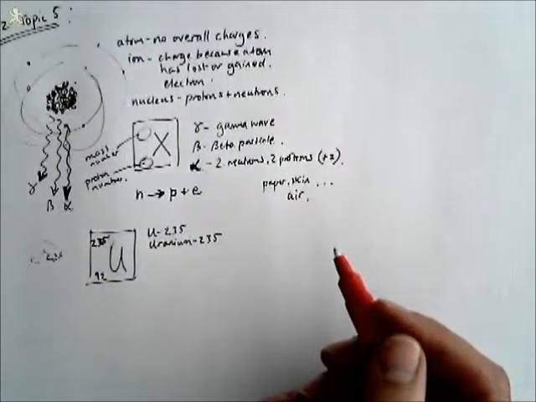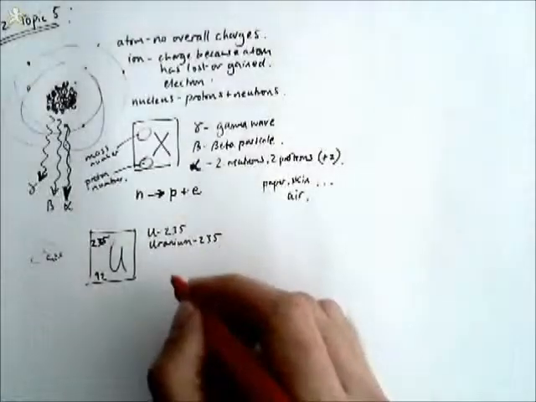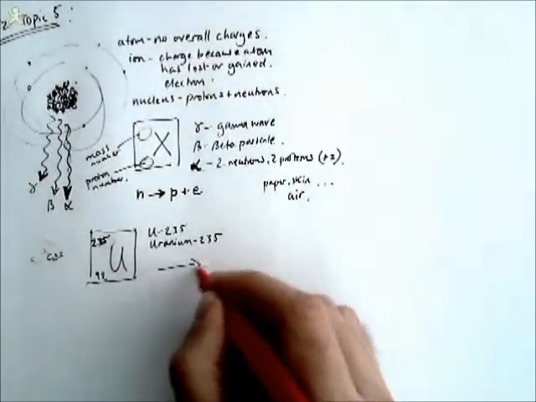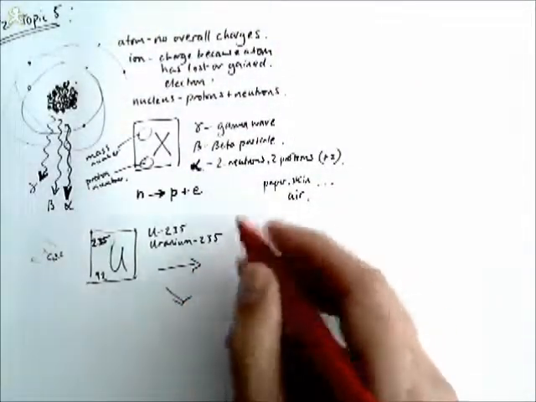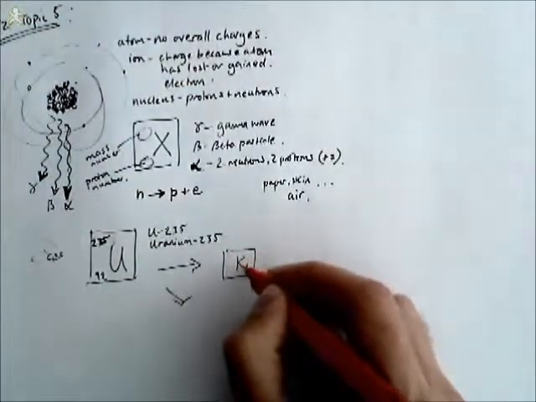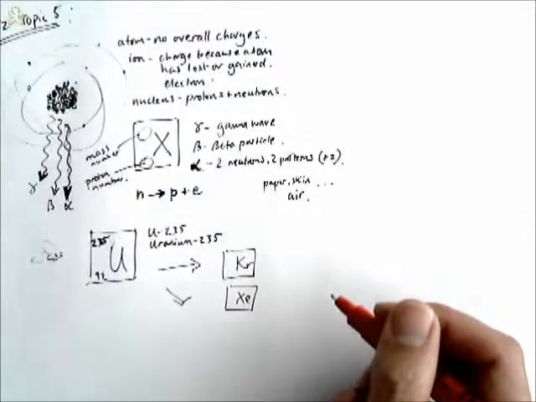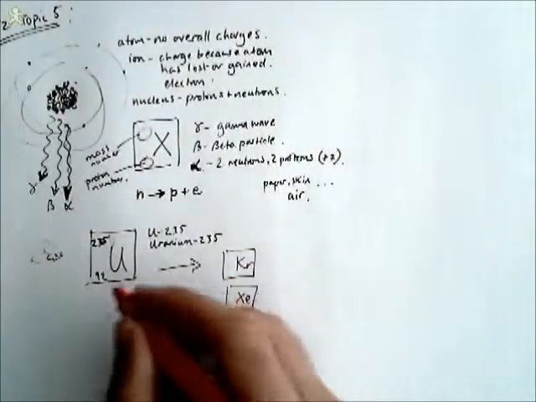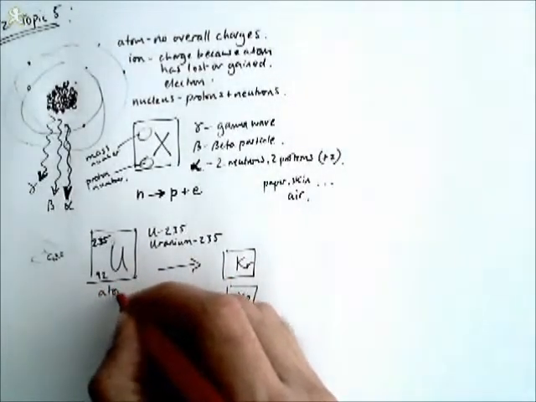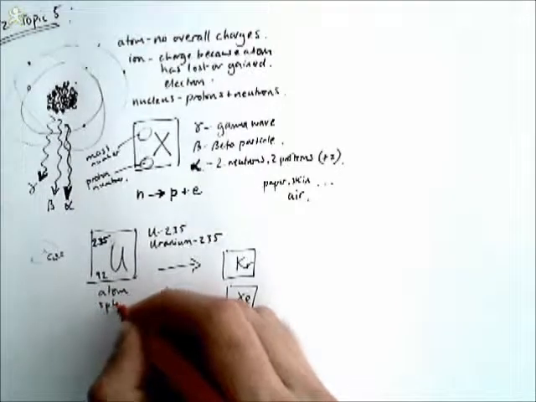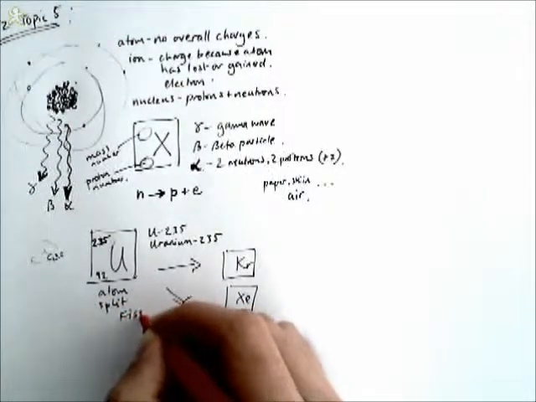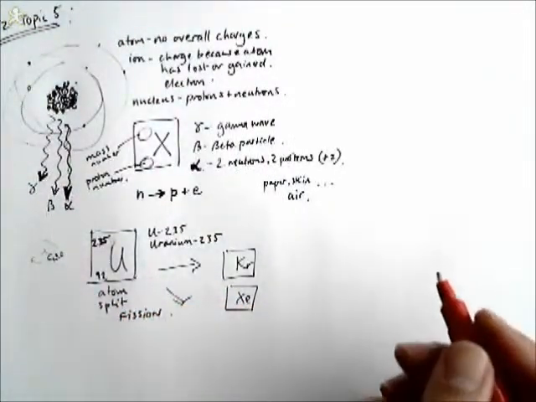Well, this uranium is unstable, and it can split into 2 daughter atoms, and we might get, for instance, krypton or xenon coming out as the products of that split. And this atom splitting has got a special name. It's called fission. Now we can actually make this happen.